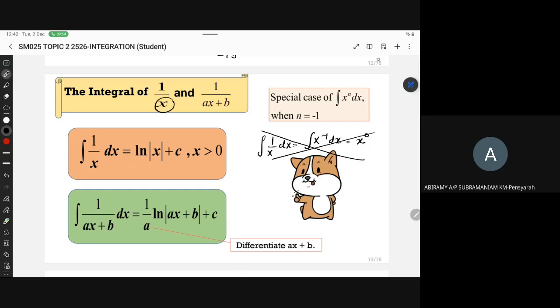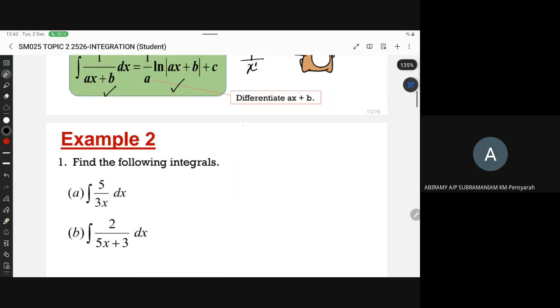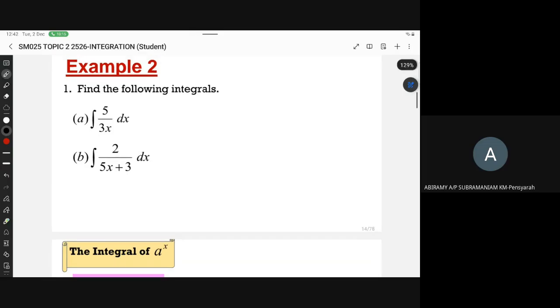The integration of 1 over x is ln x plus c. Same goes for 1 over (ax plus b), which will be ln(ax plus b) divided by a. So this only occurs for 1 over x where the power is 1. Okay, only when the power is 1. Okay, let's look at example 2.